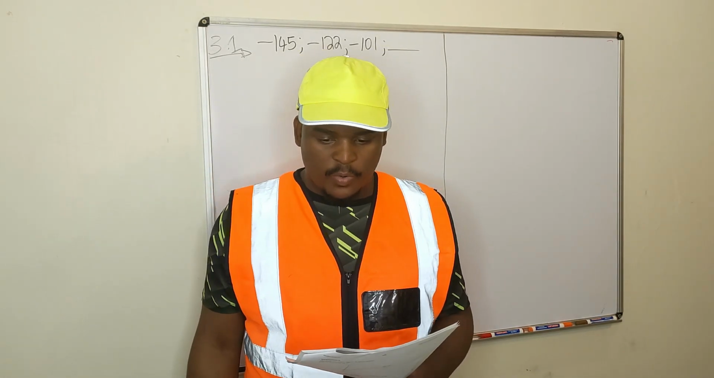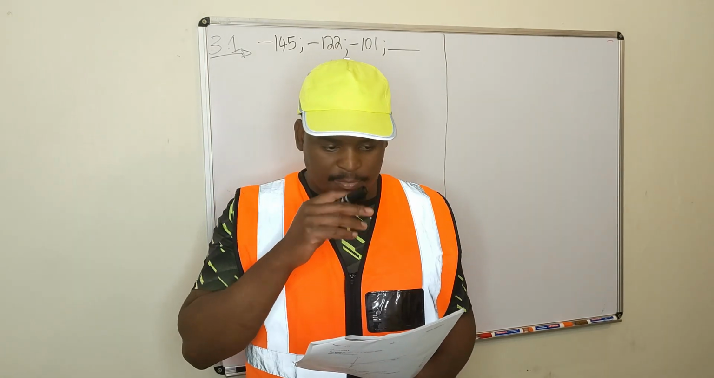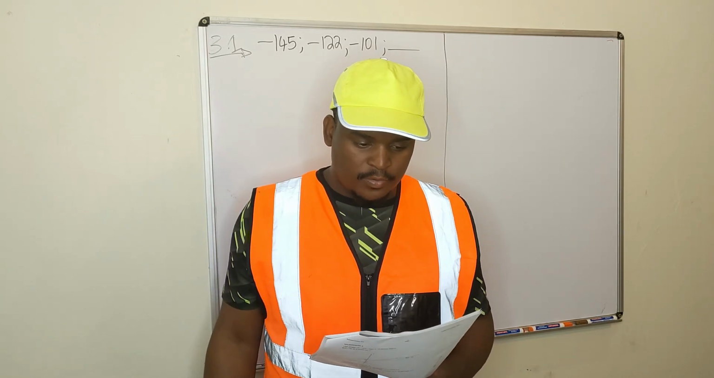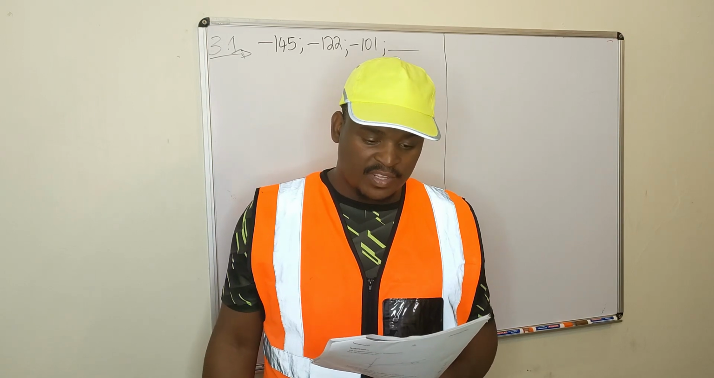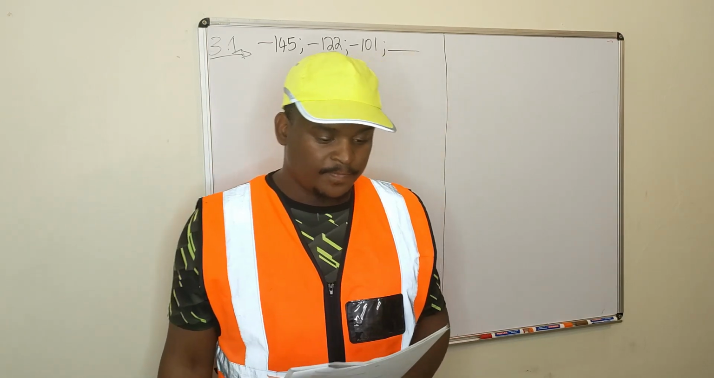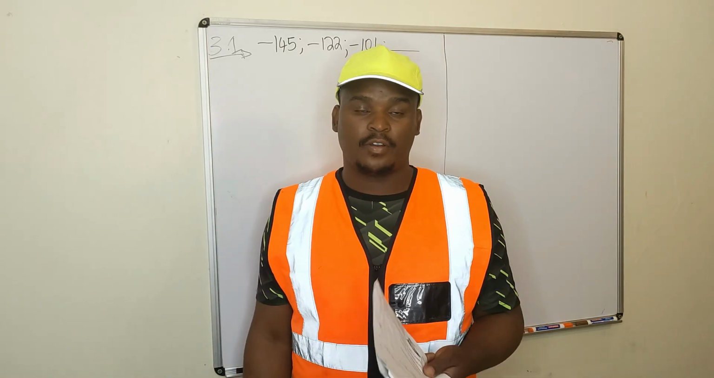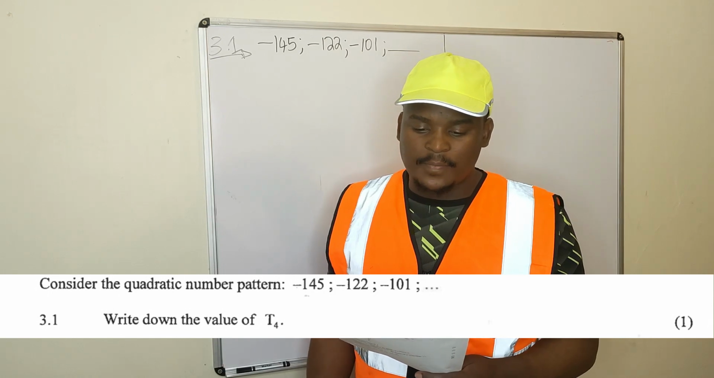So in this video, I'll be doing question 3 of the November 2021 question paper, Mathematics Paper 1. These are the patterns. This is a quadratic pattern, it seems. So I'm going to read question 3 and then proceed to answer the questions that follow. Let's go. Consider the quadratic pattern.